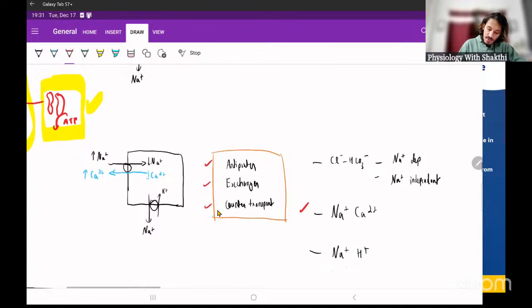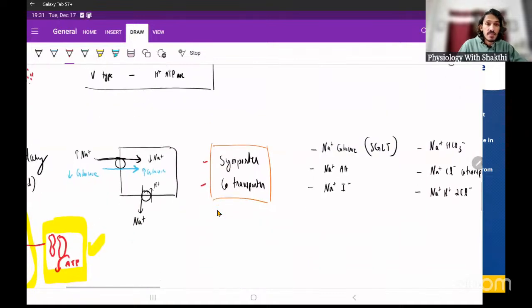Similarly, there can be a sodium hydrogen exchanger. There can be a chloride bicarbonate, which we call an anion exchanger. These are all examples. So with diagram, give examples. Okay, this is example of your antiporter, exchanger, counter-transporter.